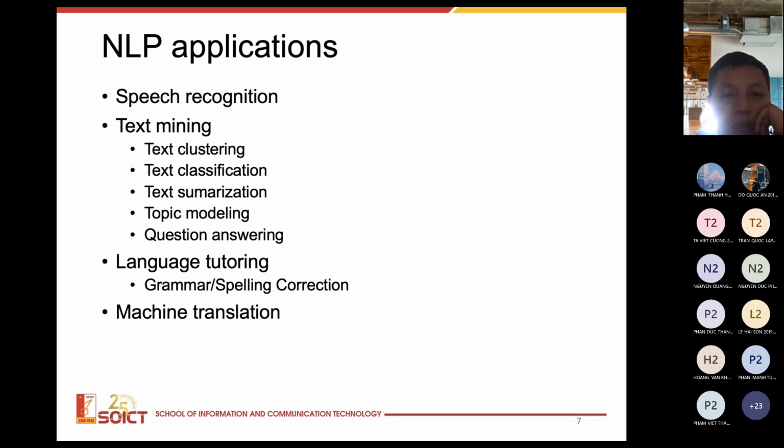Okay, the applications of NLP. I think you can see there are a lot of applications of NLP, right? For example, we apply NLP in speech recognition, in text mining, to do text clustering, text classification, summarization, topic modeling, question answering, right? And also for language tutoring, such as the automatic model that can correct the grammar and spelling when we are typing, right?